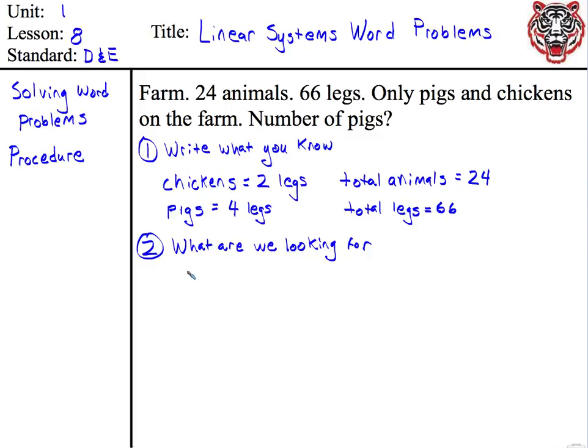So what are we looking for? Number of pigs.